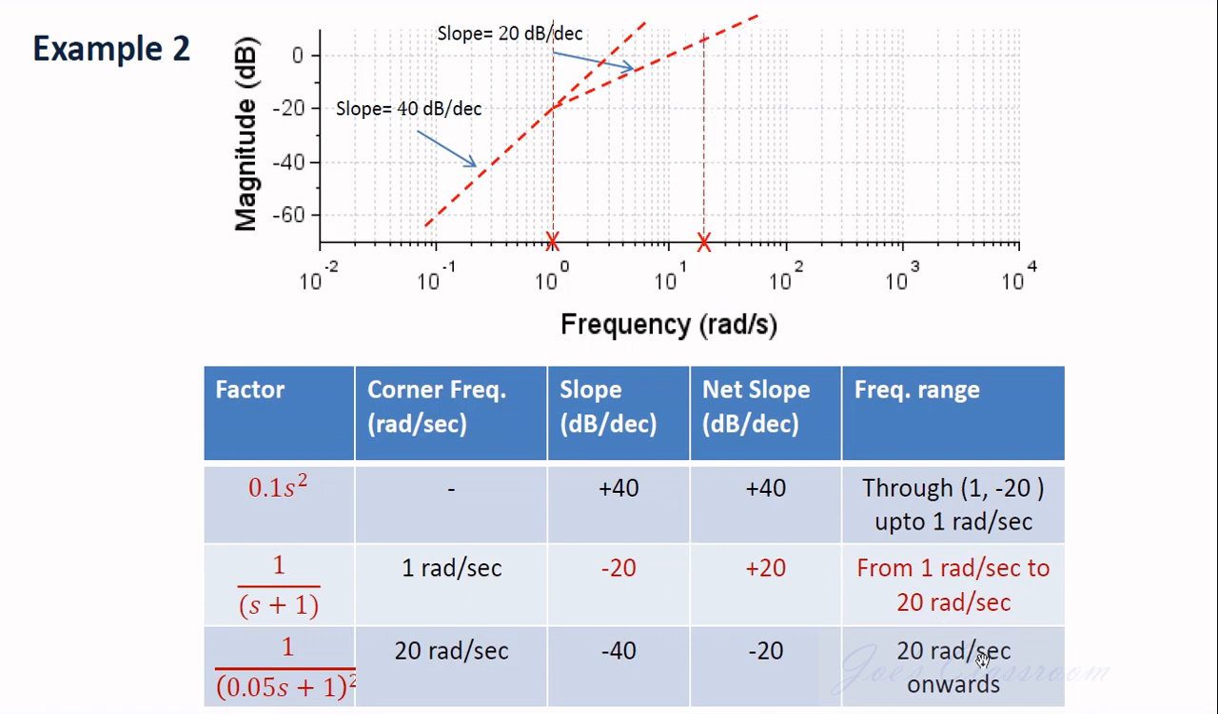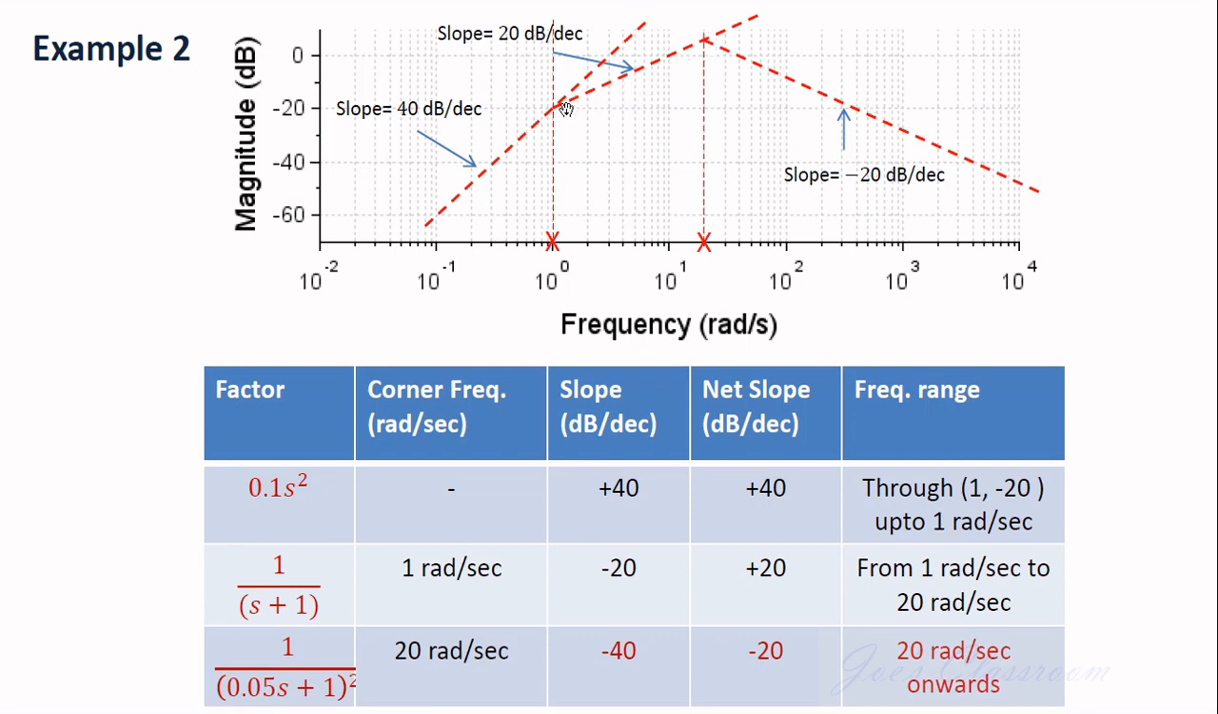And the third line, from the second corner frequency onwards, is going to have minus 20 decibels per decade slope. So that is valid from this.